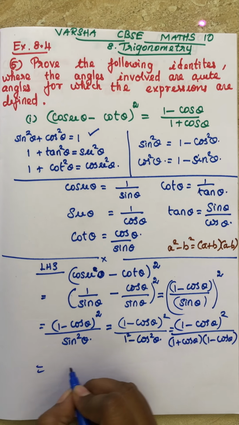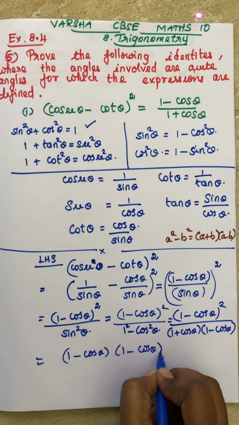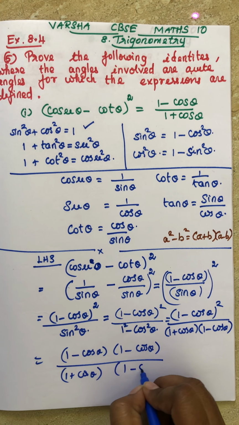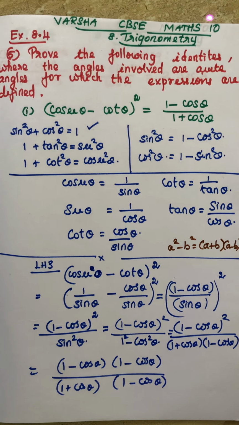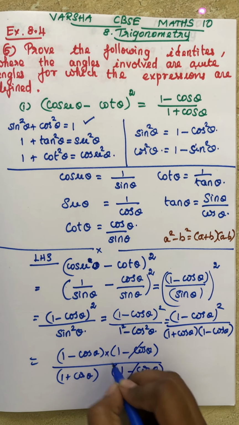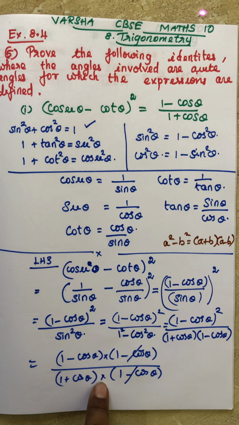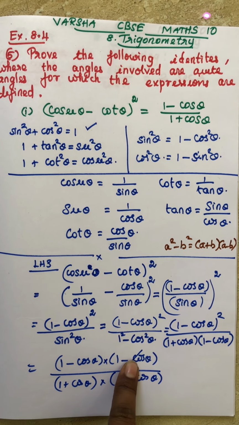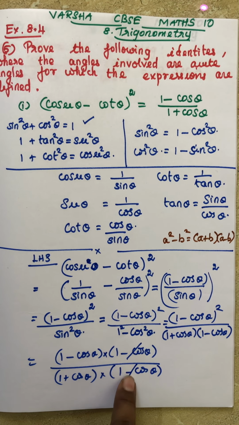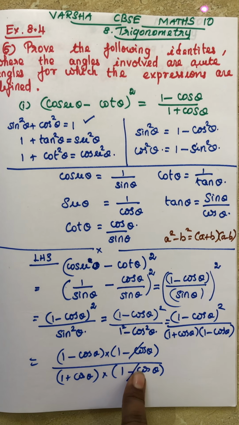Okay students, what is our next step? The numerator has a whole square, so we can split it into two times 1 minus cos, 1 minus cos. In the denominator, 1 plus cos, 1 minus cos. Do you understand this? So 1 minus cos can be cancelled because a multiplication sign is there. Only if a multiplication sign is there can you cancel. Many students just cancel the cos. No, because there is a minus sign, you should not cancel. But here there is a multiplication sign, so you can cancel.